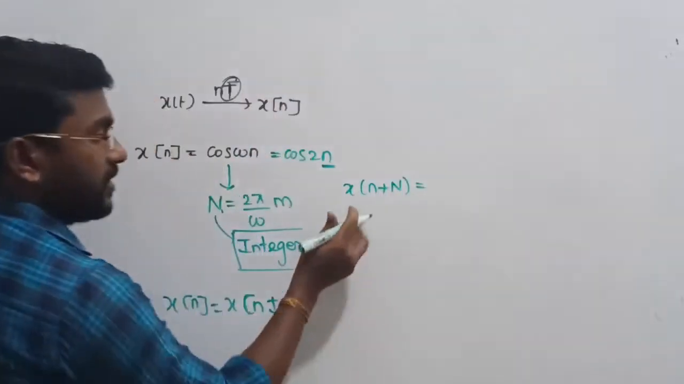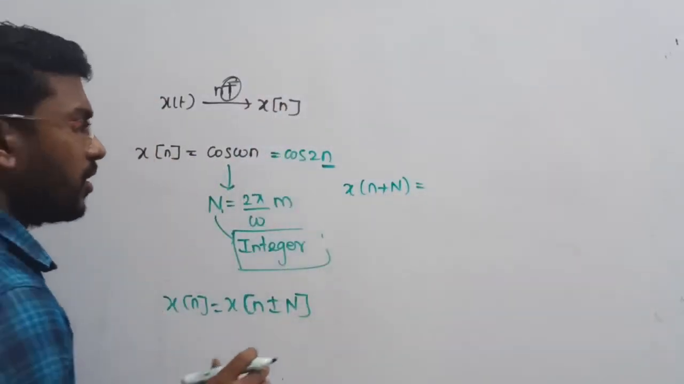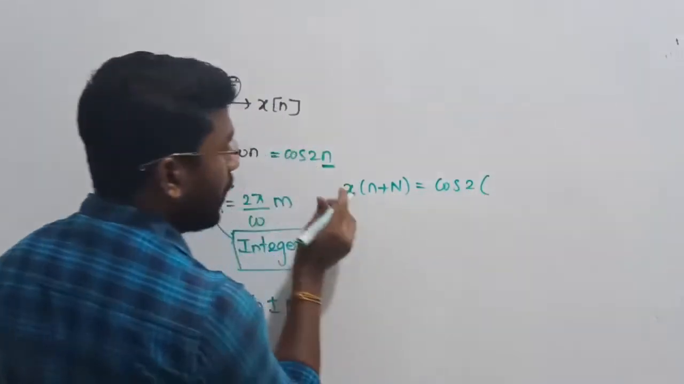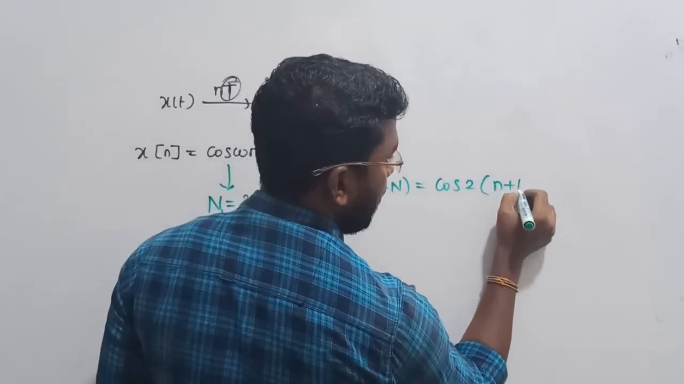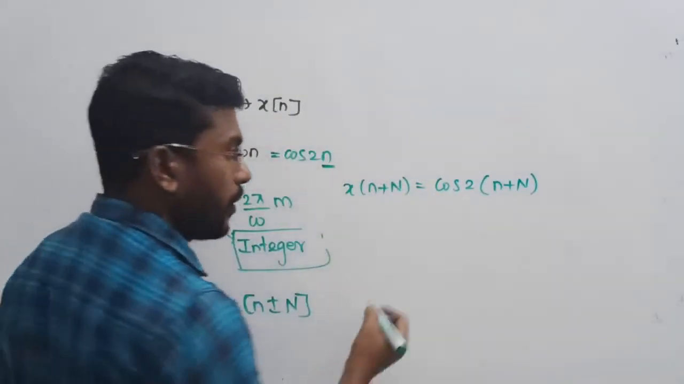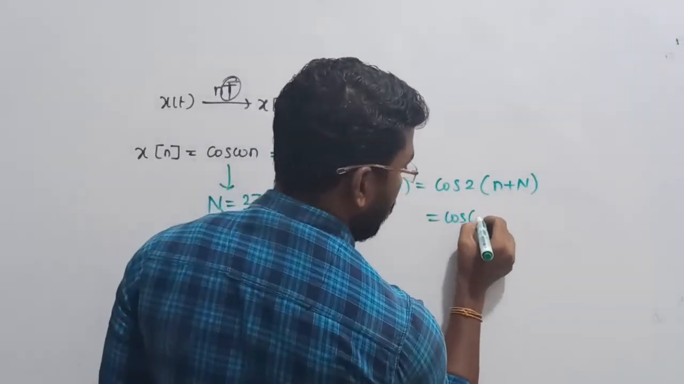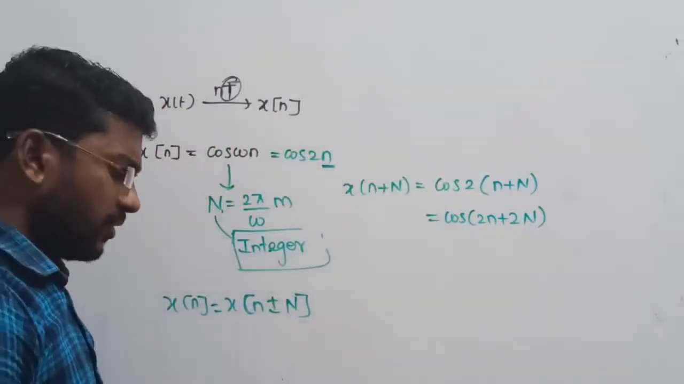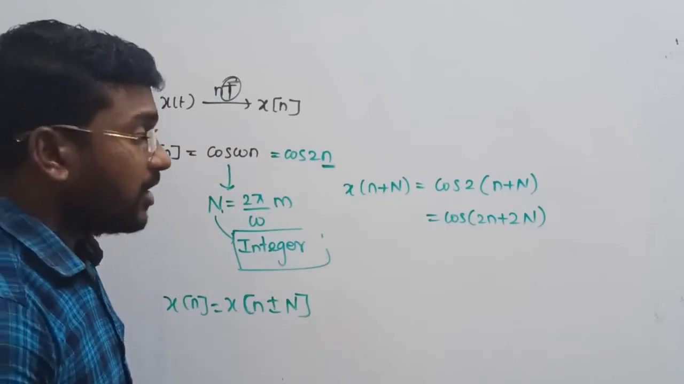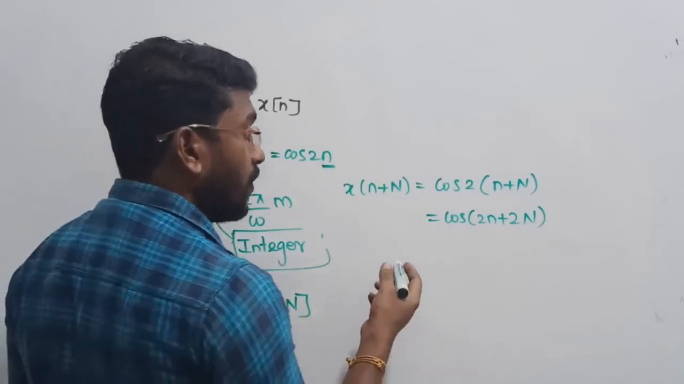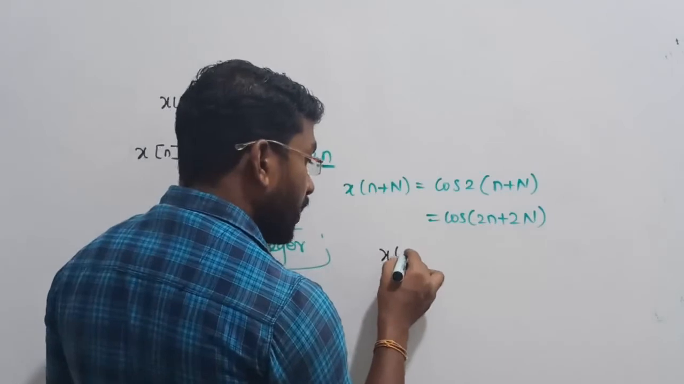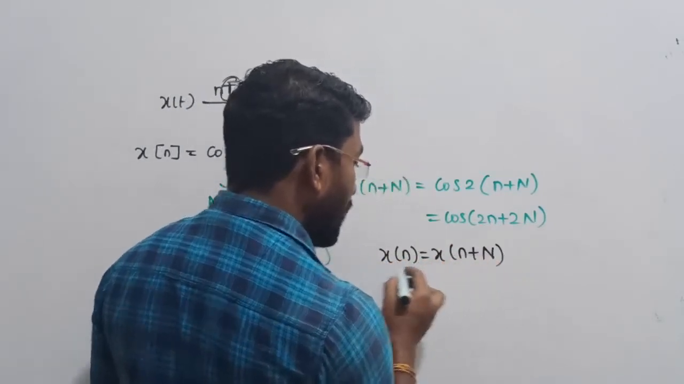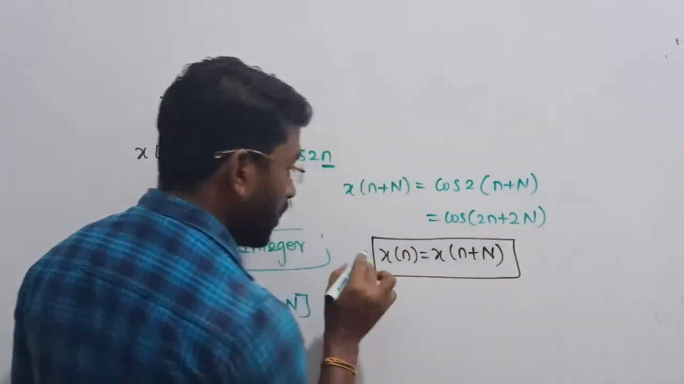X of n plus N should equal x of n. So x of n plus N should be equal to cos of 2 times (n plus capital N). If I open up the bracket, it can be further written as cos of 2n plus twice capital N. Same procedure, nothing different. But if your signal is said to be a periodic signal, then x of n and x of n plus N should be equal. You have to check whether we can bring about that condition.